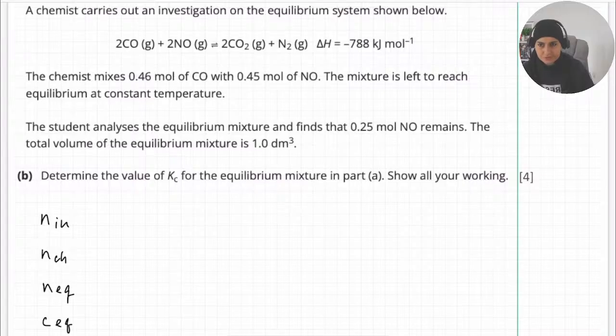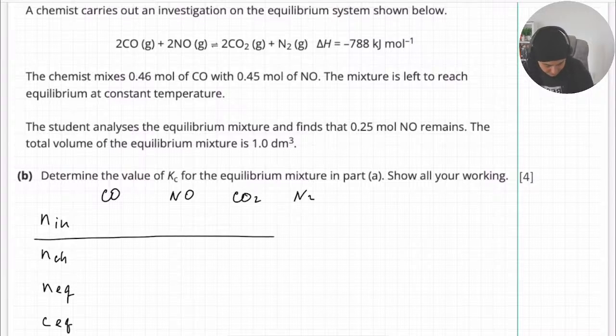This is something that a lot of people forget. Well, you will not forget, hopefully. In the Kc, remember, we're plugging in the concentrations, so you cannot plug in the moles. Sometimes you would get the same answer with moles and concentration, sometimes not, so don't take your chances. And we need to write that for every substance in our reaction: CO, NO, CO2, N2, and I'll just make it a table.